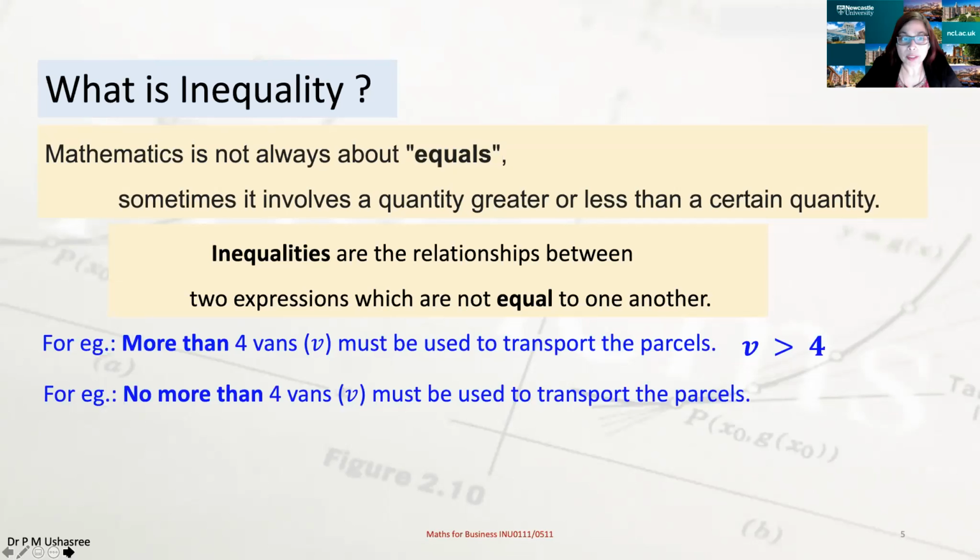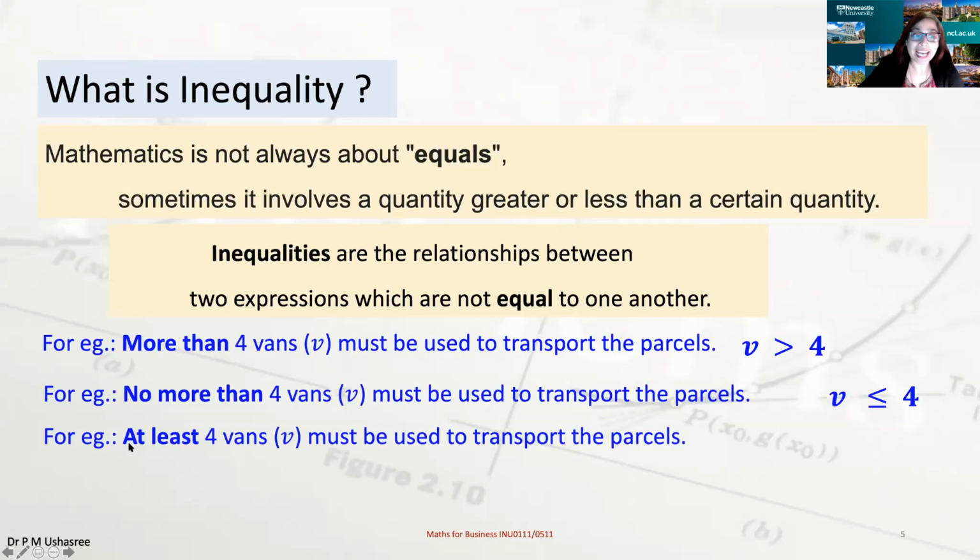So another example, no more than 4 vans must be used to transport the parcel. What does that mean? No more than 4 vans. That means I can have 4 vans, I can have 3 vans, I can have 2 vans, I can have 1 van, but not any number more than 4. So I can represent this inequality like this, isn't it? Because the number of vans B is less than or equal to 4.